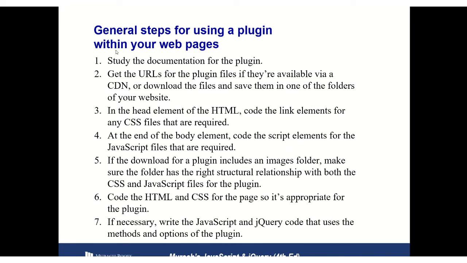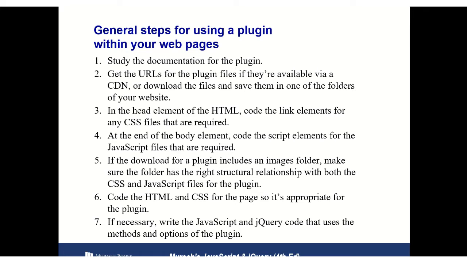So these are the steps for using a plugin within your web pages. You have to study the documentation for the plugin. Go to the website and see what the requirements for the plugin are. Then you can get the URLs for the plugin files if they are available via a CDN, or you can download the files and save them in one of the folders of your website. In the head element of the HTML, code the link elements for any CSS files that are needed. And finally, at the end of the body element, code the script element for the JavaScript files that are needed.